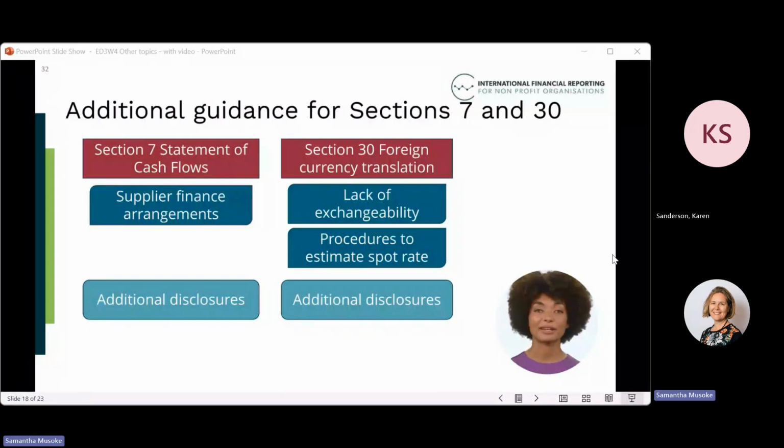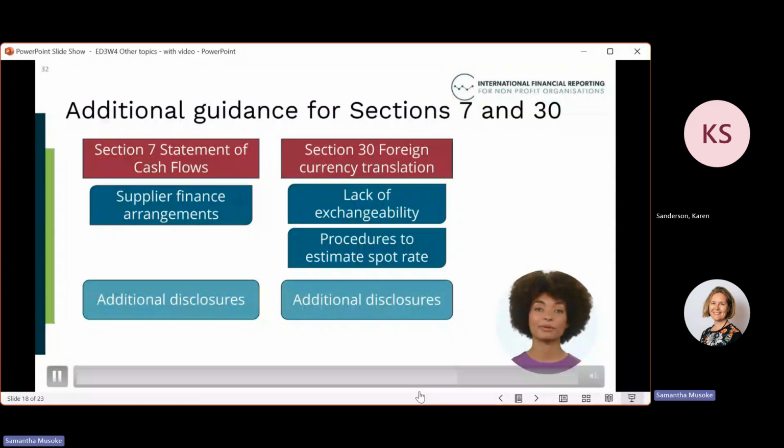There is also additional guidance for Section 30 on foreign currency translation. This covers the procedures to be followed to estimate a rate when a currency is not exchangeable. It also includes disclosures about estimates and impacts relating to foreign operations.